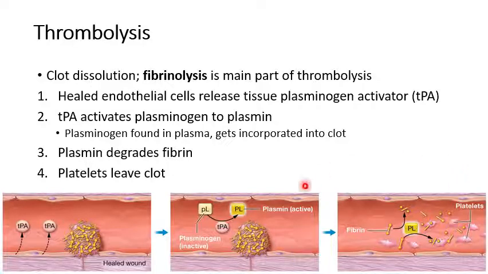Right, so in fibrinolysis, you have TPA released by the endothelial cells. TPA activates plasminogen to plasmin. Plasmin degrades the fibrin in the clot. That's fibrinolysis. Once that's complete, thrombolysis will proceed, and the clot will dissolve in the blood.